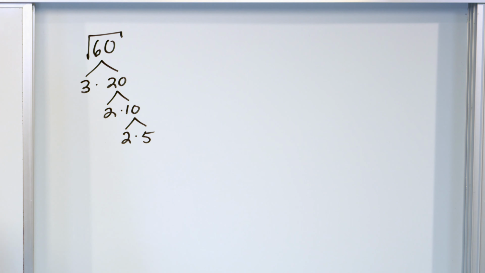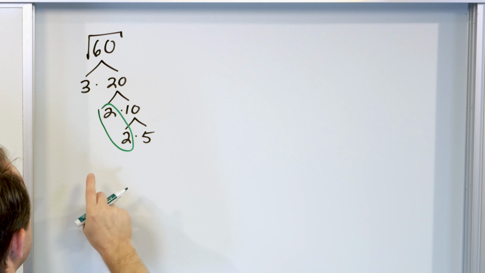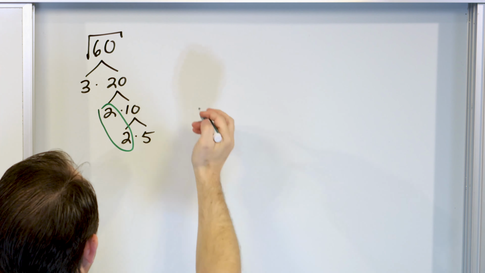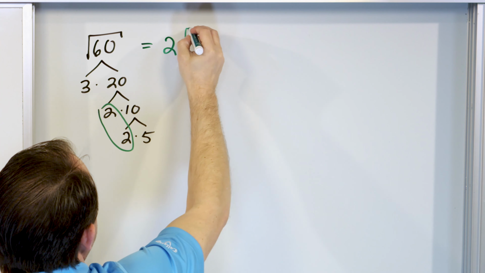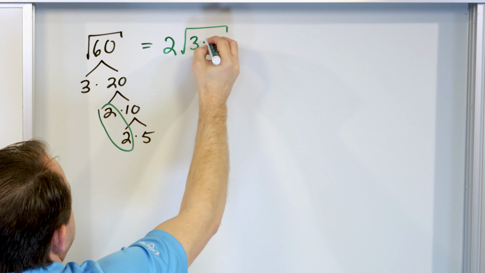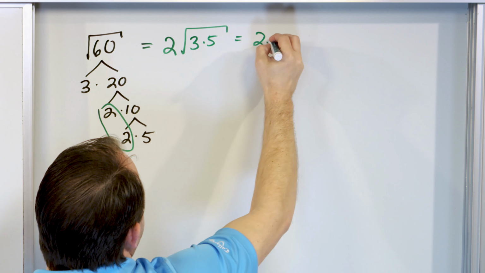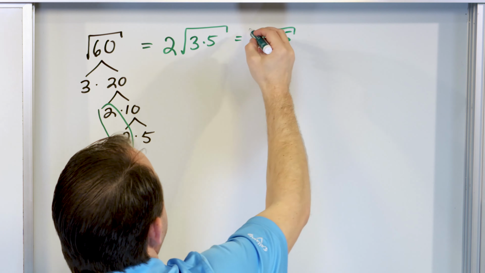And I start looking for pairs. The only pair that I have is the 2. So I circle that. The 3 and the 5 have no pairs. So what you do is you take the 2 out, only once though. Underneath the radical lives what is still in the bottom of the tree multiplied, 3 times 5. So you get 2 times the square root of 15. And that's the final answer.